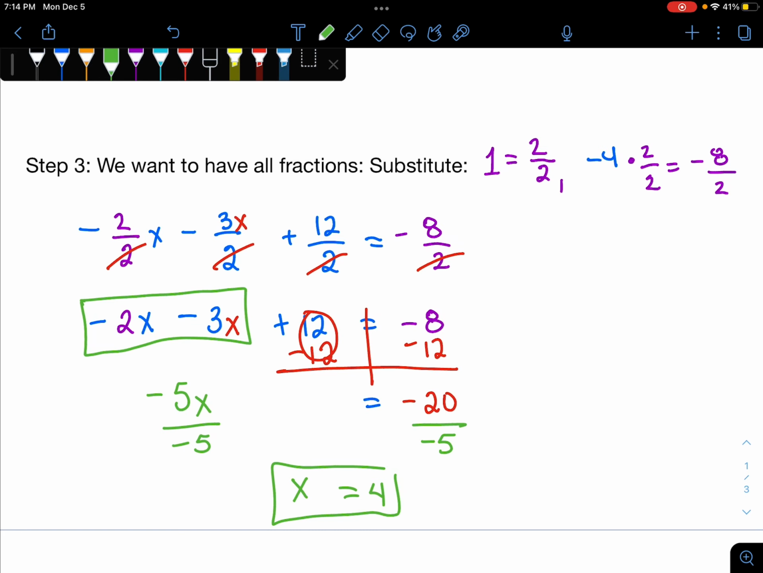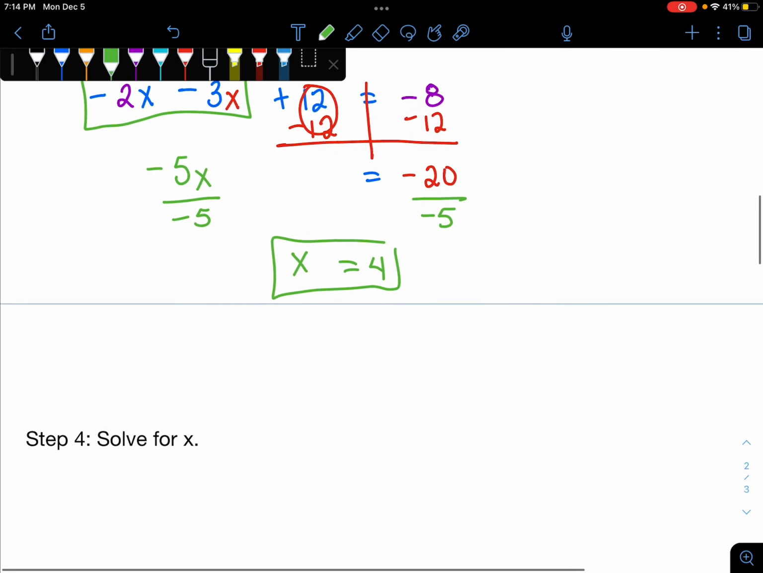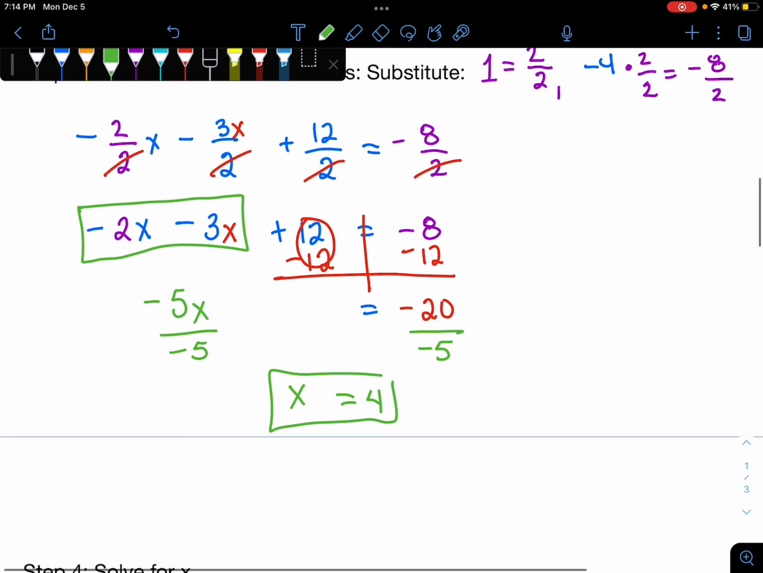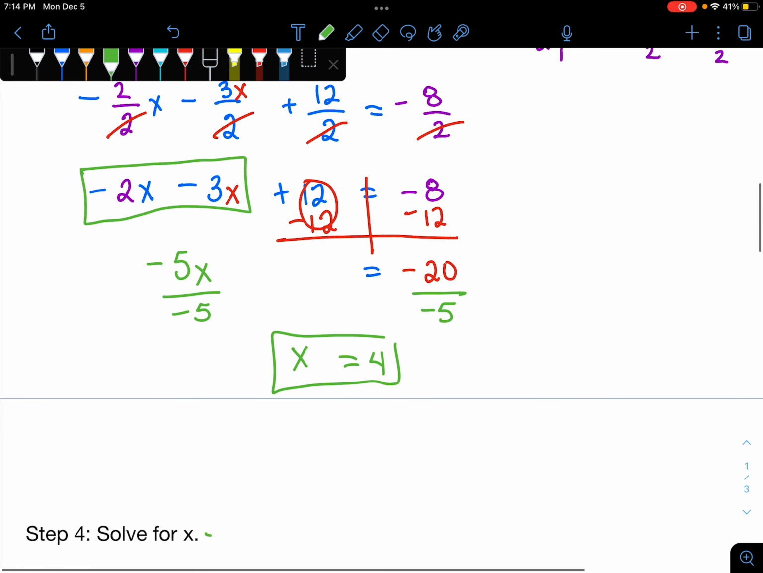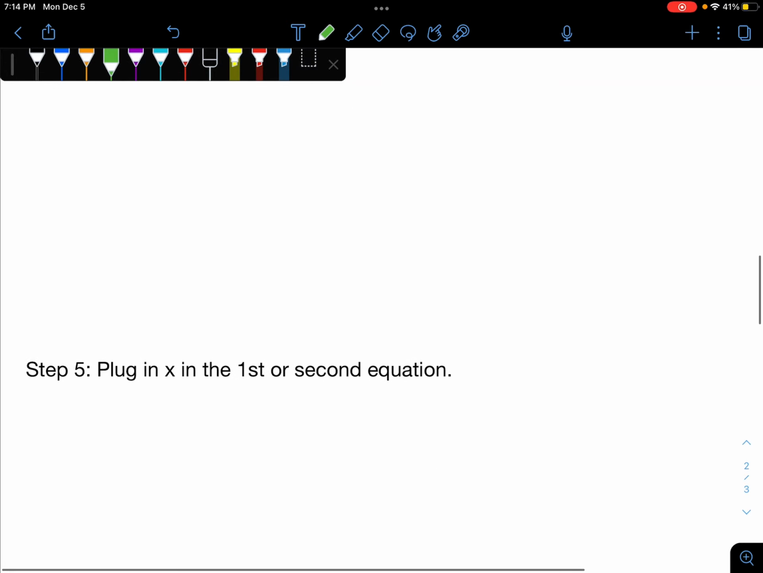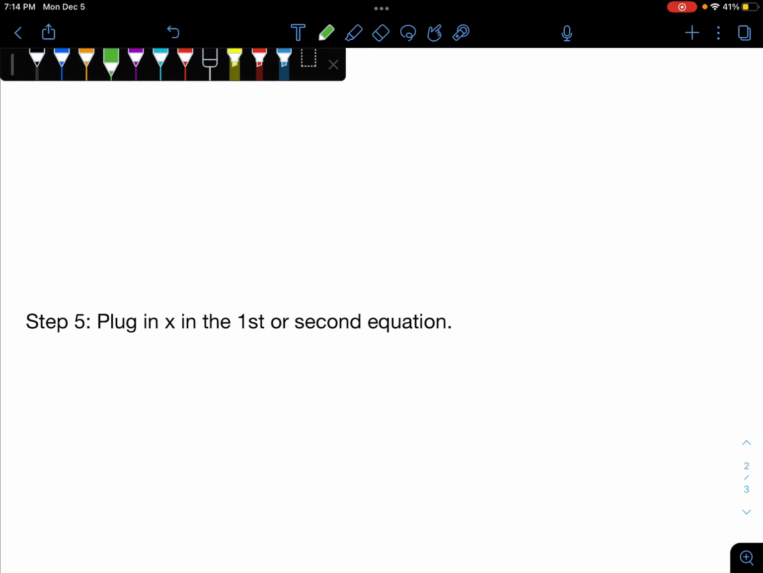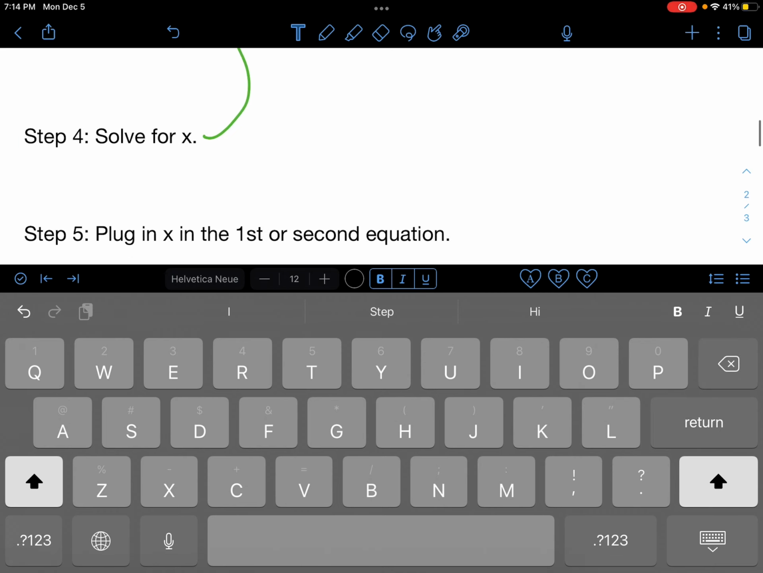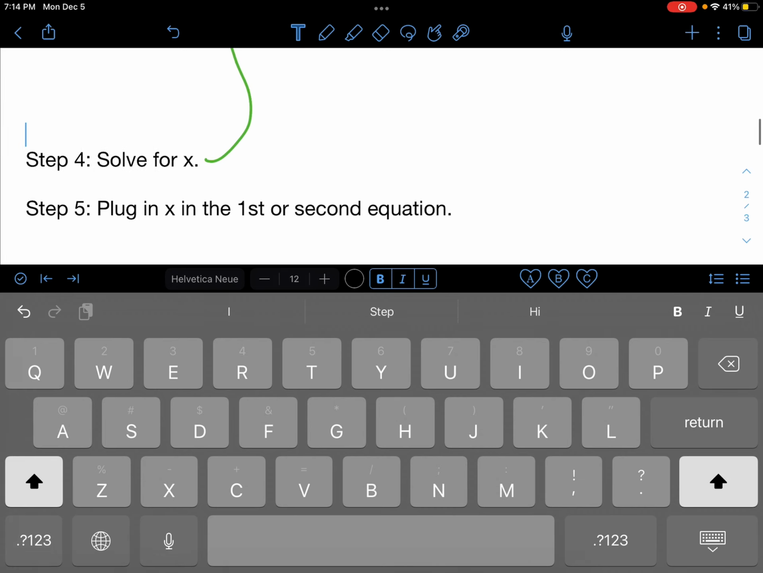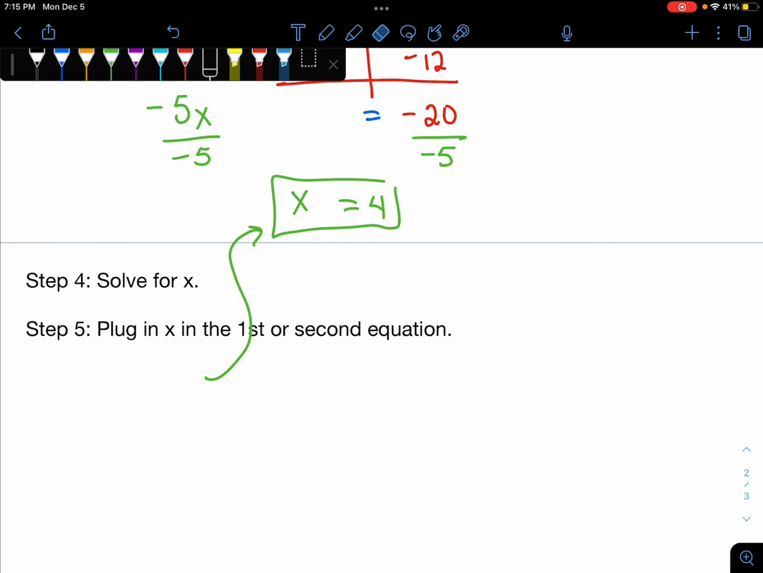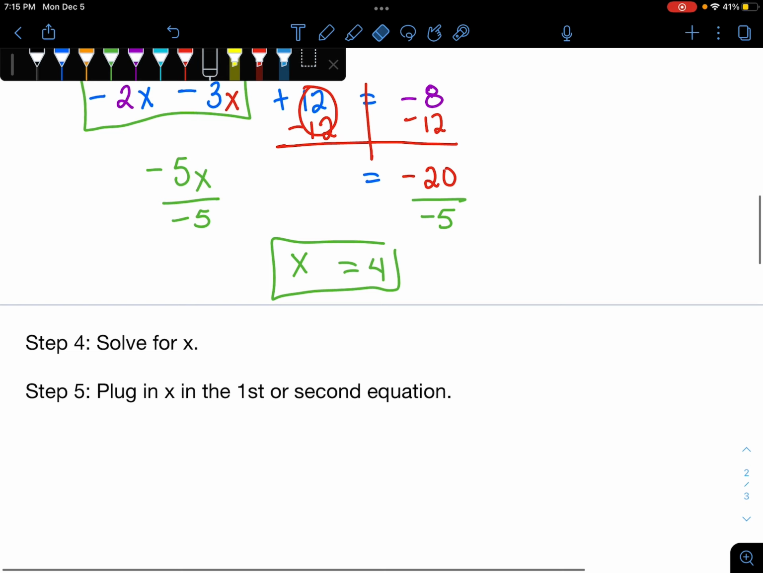Okay. Oh, I basically jumped into step 4. Anyways, so solve for x, we did that, that's step 4. Step 5 is we plug in x in the first or second equation. Let me just put some space in here. Delete some spaces. Okay, there we go. So for x, we did that. And then plug in x for the first or second equation.